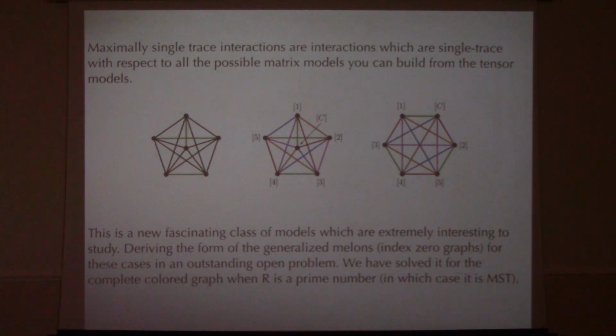Geometrically, it has a very simple interpretation: when you have a colored graph like this, pick two colors, for example the blue and the green here. Then the number of cycles of alternating blue and green colors in the graph is always 1.